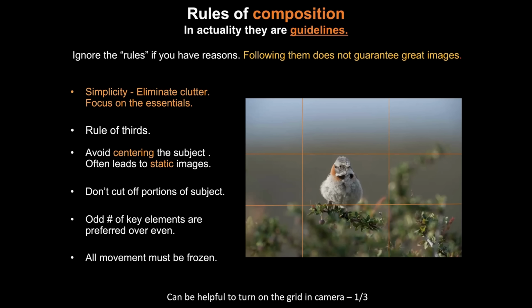There is one rule that you commonly hear about. It's called the rule of thirds. Divide the frame into thirds horizontally and vertically and place the key elements at the intersections. You don't want to center the subject in a lot of cases, although sometimes it works. A lot of other times it makes for a very static image. You don't want to cut off portions of a subject. People tend to like an odd number of key elements instead of even. All movement must be frozen. That's something that's not necessarily so, and you'll see that when I talk about shutter speed in a later session.